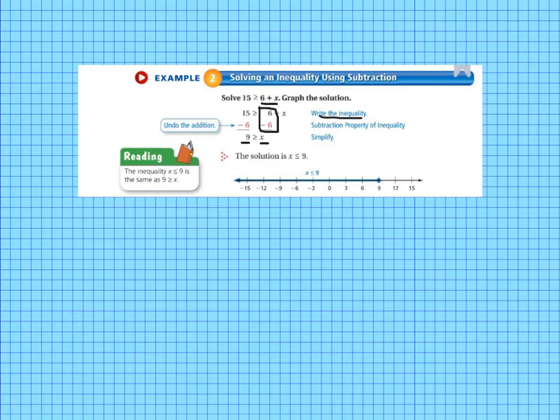So here we have a situation where our variable is not on the left, it is on the right. So we can flip it around. So it says the inequality x is less than or equal to 9 is the same as 9 is greater than or equal to x. So when you flip it around, you have to be very careful and flip your sign. So here's what I do. I take my x and I take my 9. Those are my numbers. And then I look at my sign and I go, oh, the pointy part of the sign is facing the x. So I need to make sure that the pointy part of the sign is still facing the x when I rewrite it.